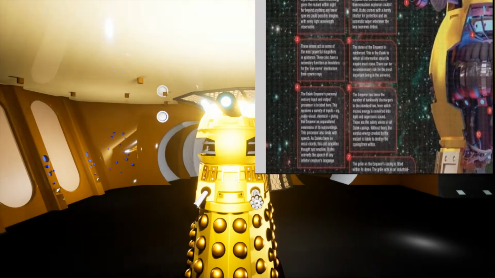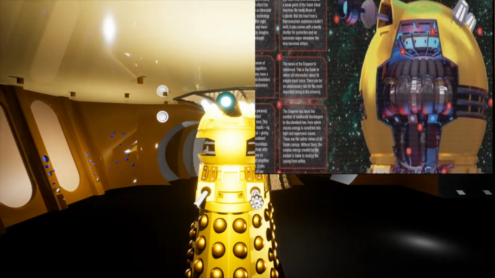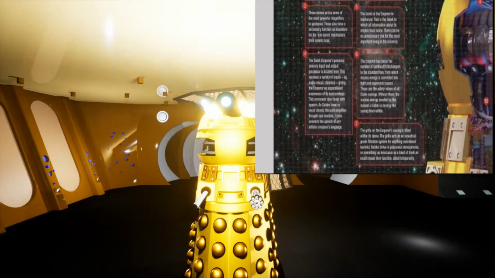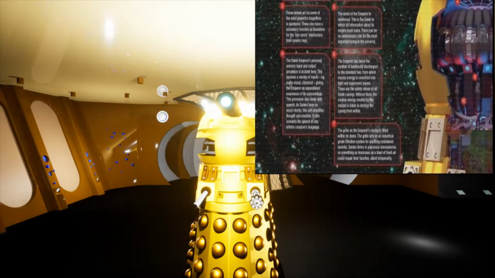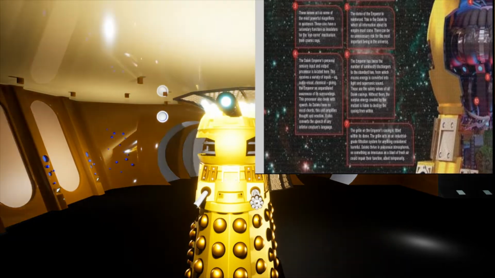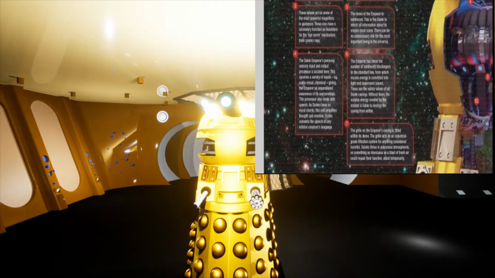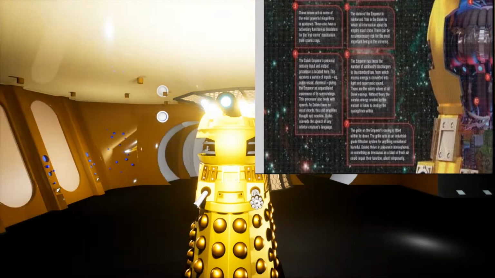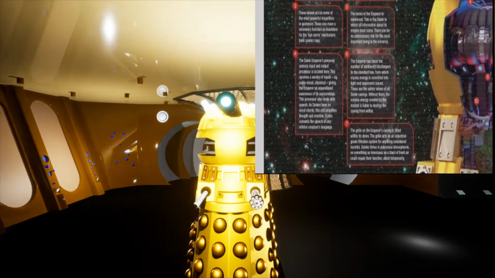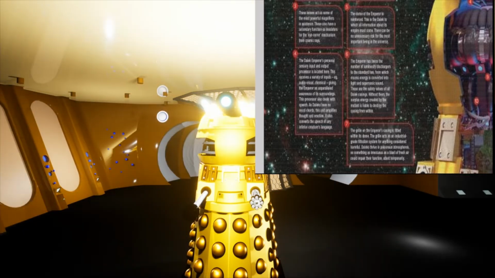My personal sensory input and output processor is located at the top of my casing. This receives a variety of inputs, e.g. audio, visuals, chemical, and giving the Emperor, i.e. me, an unparalleled awareness of its surroundings. This processor also deals with speech, as Daleks have no vocal cords. This unit amplifies thoughts and emotions. It also converts the speech into any inferior creature's language. That's right. That's the reason why I've been able to speak cat. It's because my translator inside my casing was allowing me to speak cat one time in a video.